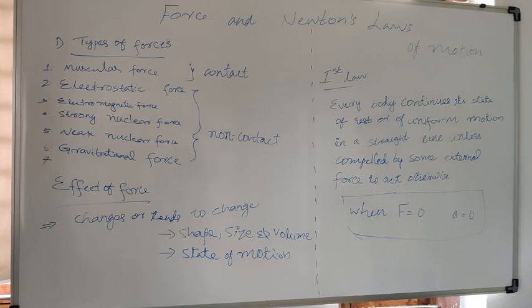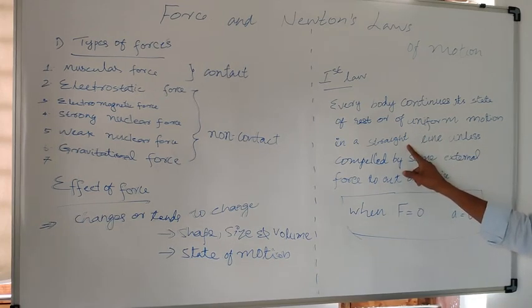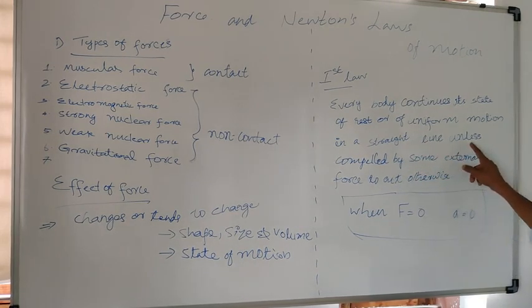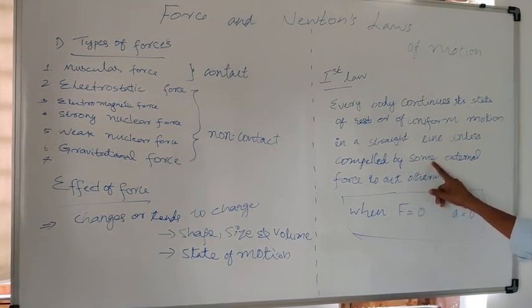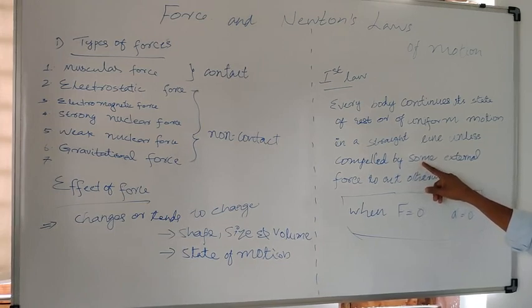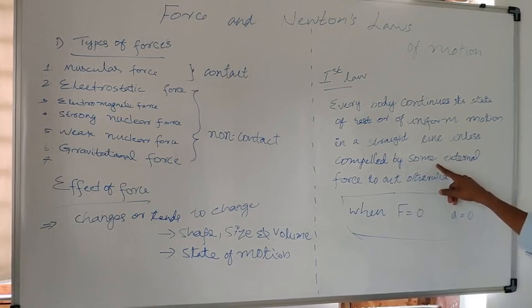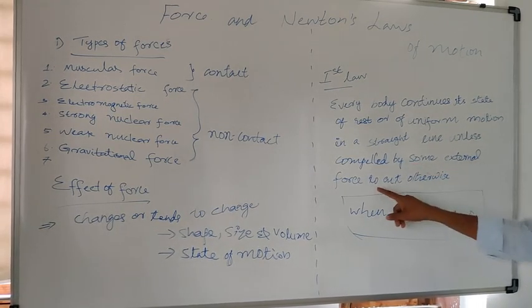So we are specifying the speed is constant and the direction is not changing. So speed with direction is nothing but velocity. Here speed is not changing, direction also not changing. So the velocity is constant. So there are two situations. Every body continues its state of rest or uniform motion in a straight line, we can simply say, it will move with constant velocity, unless compelled by some external force. Some external force meaning external unbalanced force. The force is unbalanced as well as external. So unbalanced force to act.